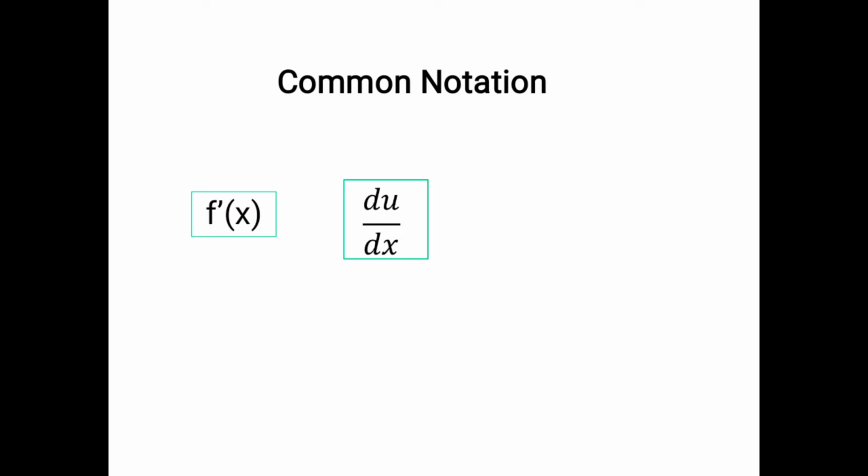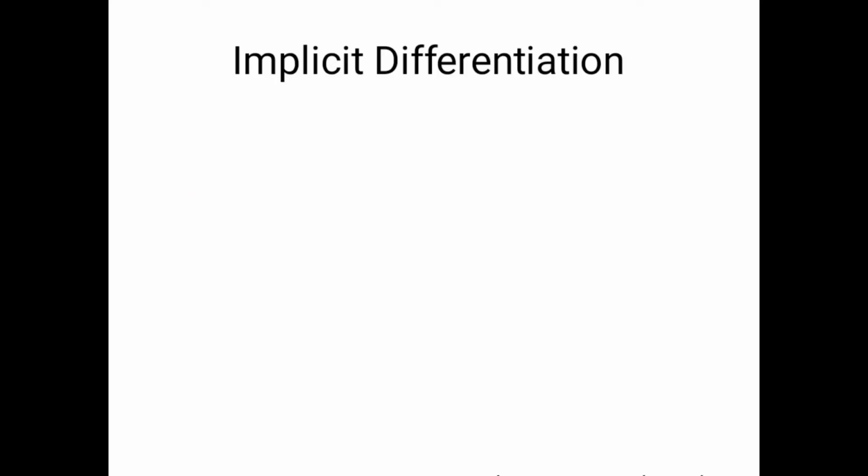But this time, mostly we are going to use y prime or dy over dx to notate that we are looking for the derivative of the algebraic function. And let's see, so that we can understand what implicit differentiation is. In this equation, y is equal to 3x cubed minus 4x plus 17.